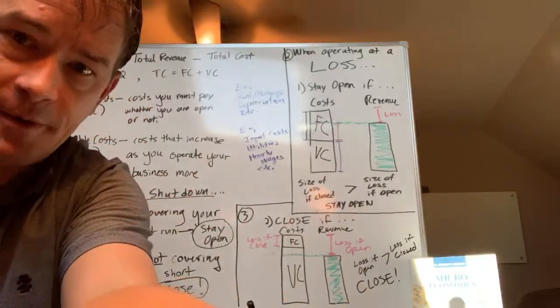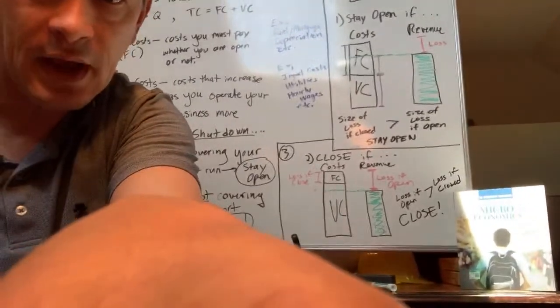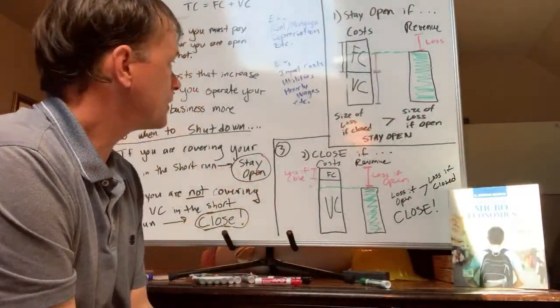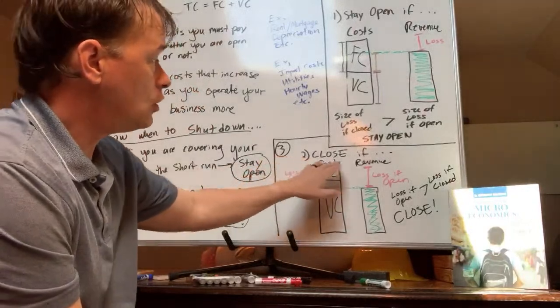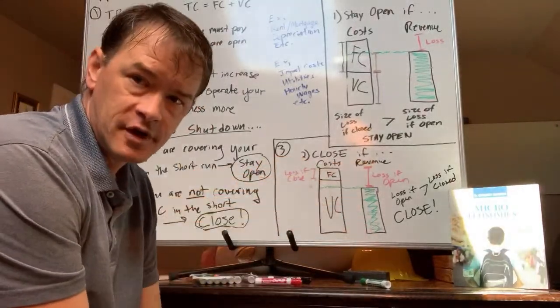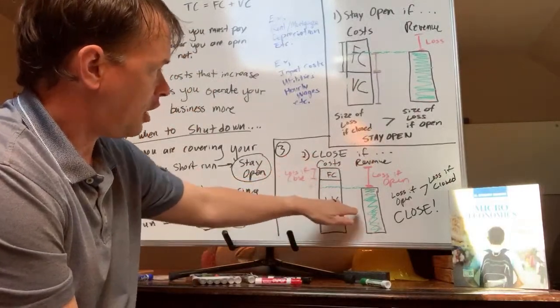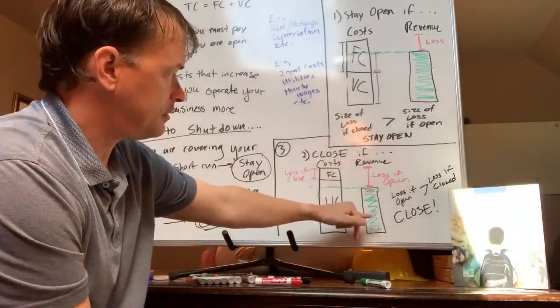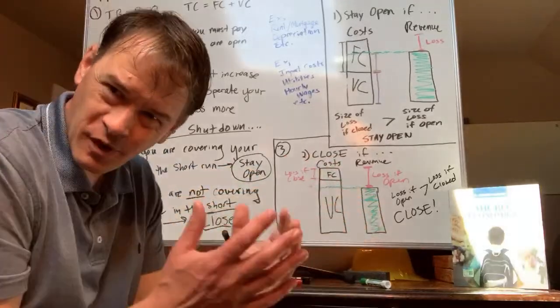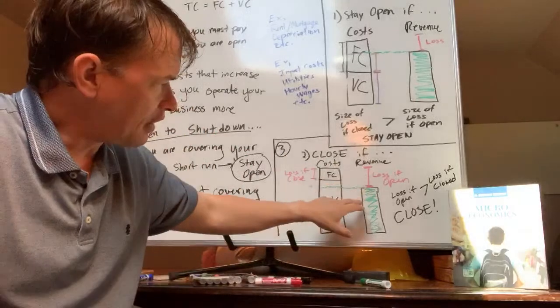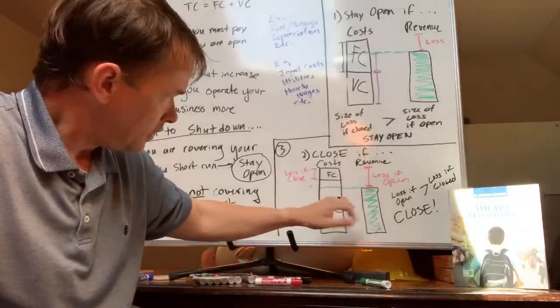Let me lower the camera. Now, here's the other scenario: close if you can't cover your variable costs. What does this mean? This box is your cost. This box is your revenues. Again, we're kind of doing all this on the back of an envelope, but this is better than just guessing. Figure out what revenue you can make in the next week.